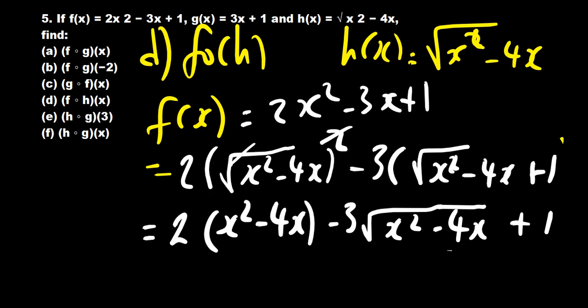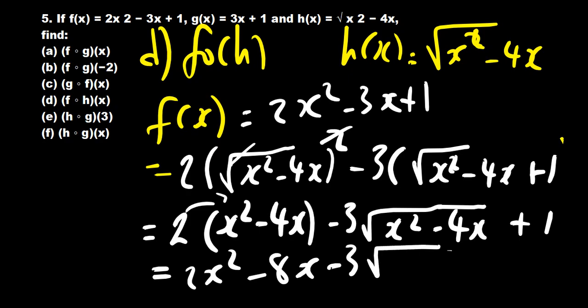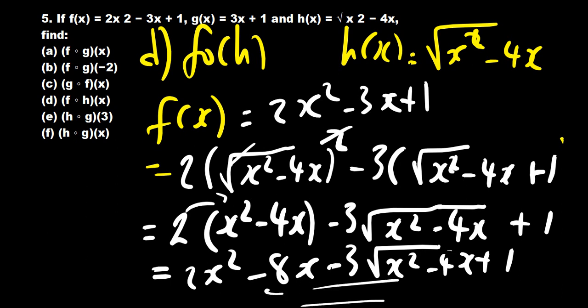Is there anything that we can simplify from here? We can distribute the 2. 2 multiplied by that would be 2x squared minus 8x, minus 3 times the square root of x squared minus 4x, plus 1. Can this be simplified further? No. So that's where we end for this expression.